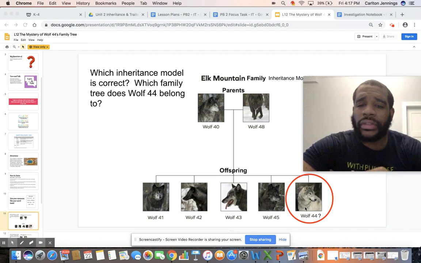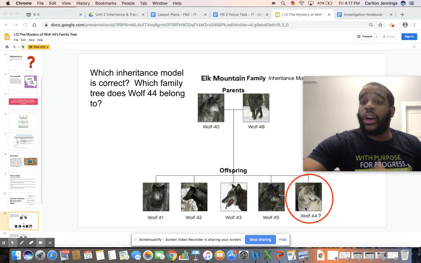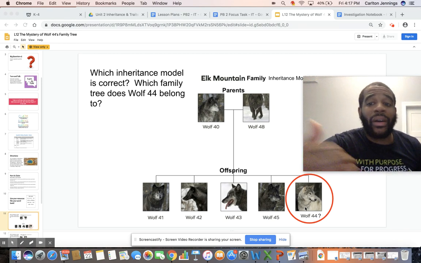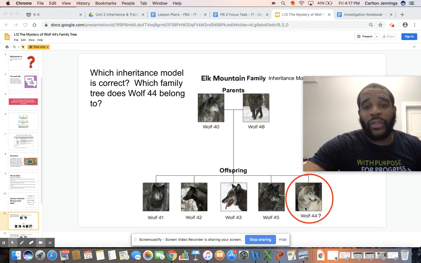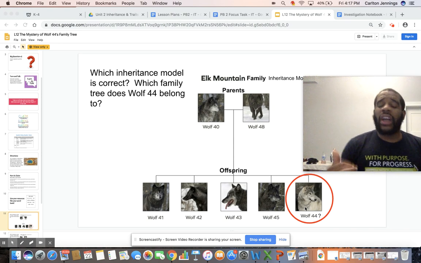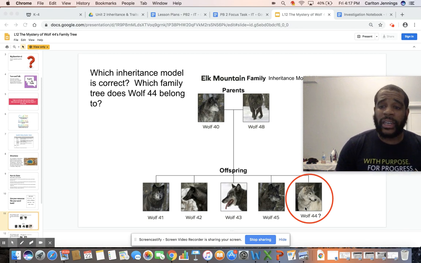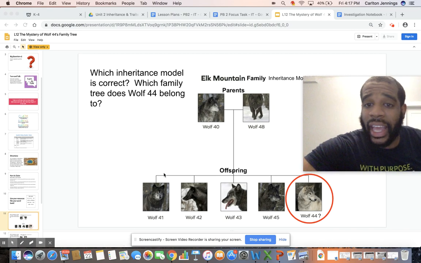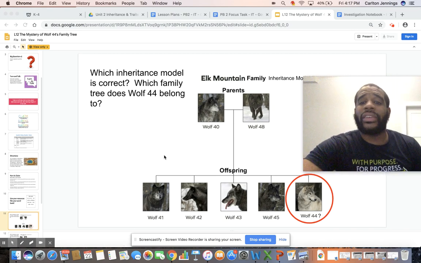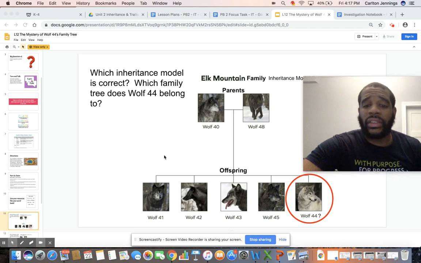Do all of these wolves look alike to you? For the most part, they do, except for Wolf 44. Wolf 44 looks different from each one of the wolves inside the Elk Mountain family pack. We are asking, why is that? We need to come up with our answer towards the end, and we'll see what we can figure out. So this is the Elk Mountain family. We see that Wolf 44 looks nothing like any of its brothers and sisters at the bottom or the parents.